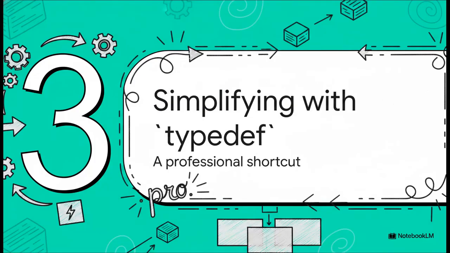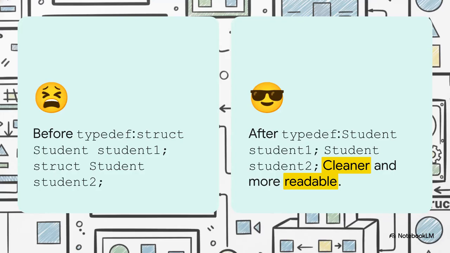Now that we've got the basics down pat, let me show you a little pro tip. This is a technique that makes your code so much cleaner and easier to read. This slide just says it all, doesn't it? Look at the left. Every single time we want a new student variable, we have to type struct student. But look at the right. By using a keyword called typedef, we create a simpler nickname for it. Now we can just use student like it was a built-in type, like int or float. It makes things so much tidier.